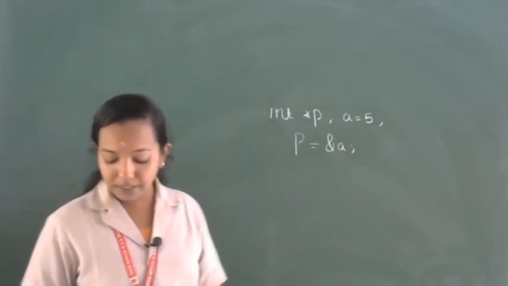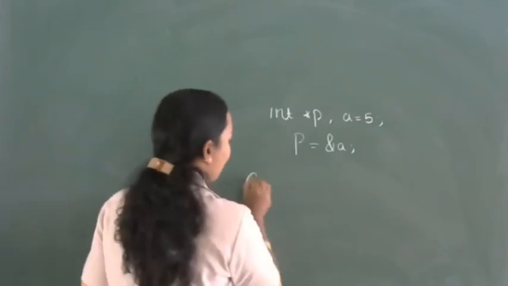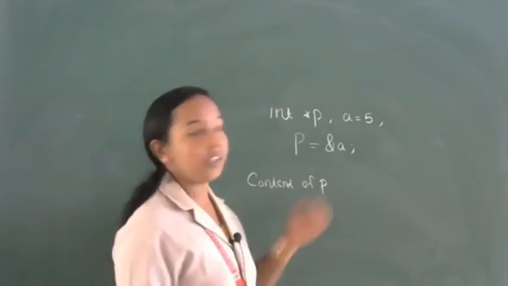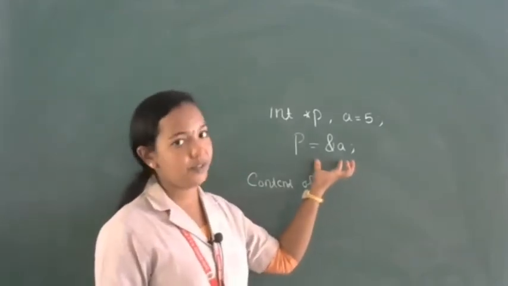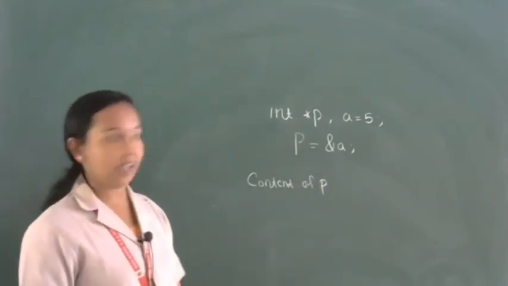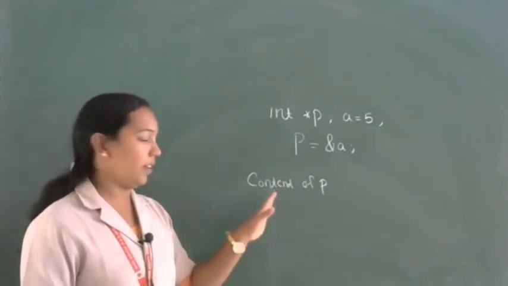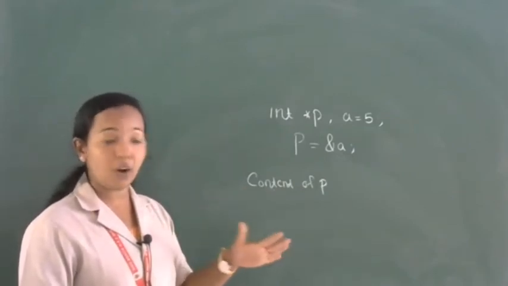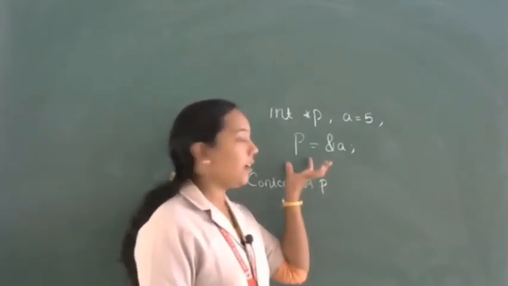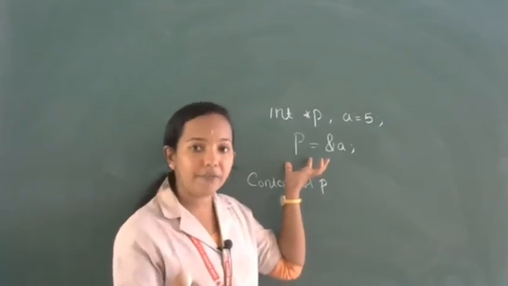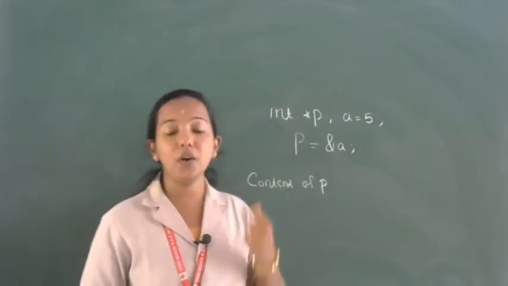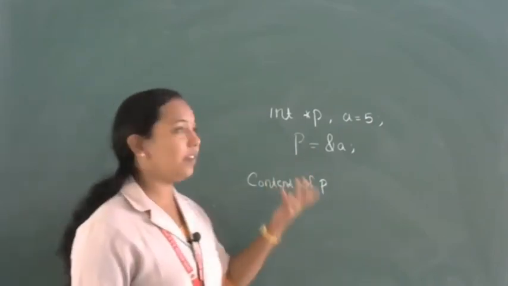Second, what will be the content of p after the execution of the second statement? Here the memory address is not given, that means the background details are not given. You have to assume the content of p. If p is a pointer variable, then definitely the content will be a memory address, because a pointer can only store a memory address.